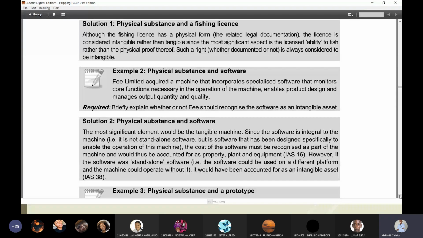So in that instance, if the software is standalone, then that software can be treated as an intangible asset because it can be used on different machines or different phones, right? It is not integral to the operation of that specific asset, and that type of software will be considered an intangible asset. Are we together?